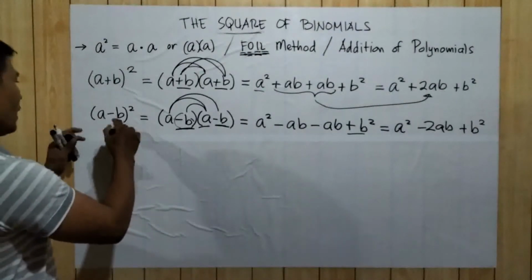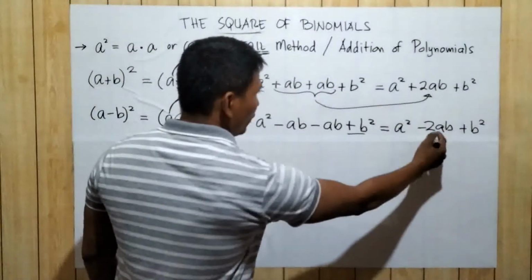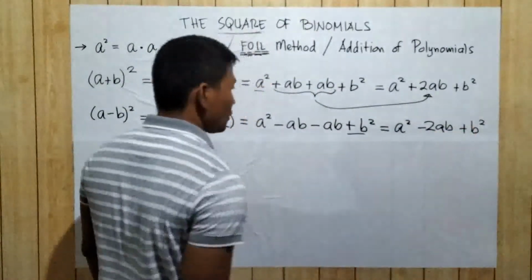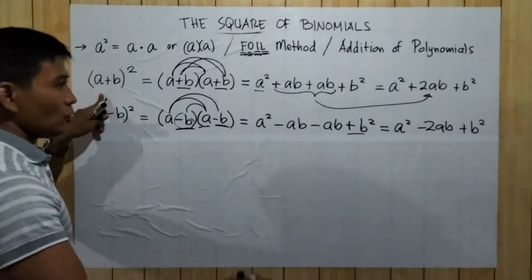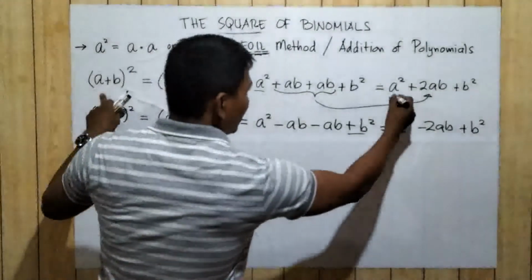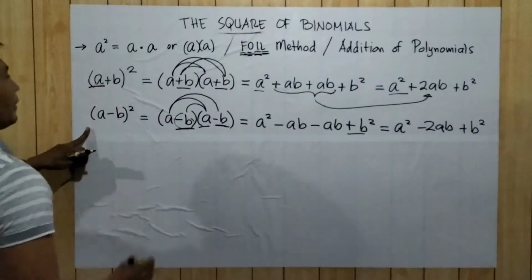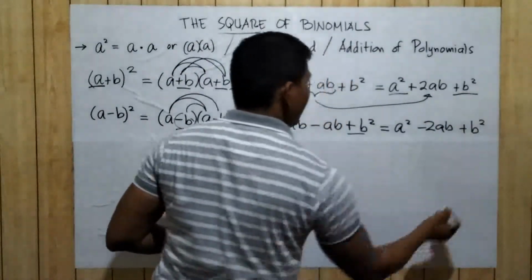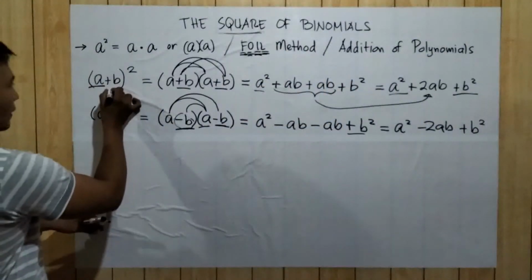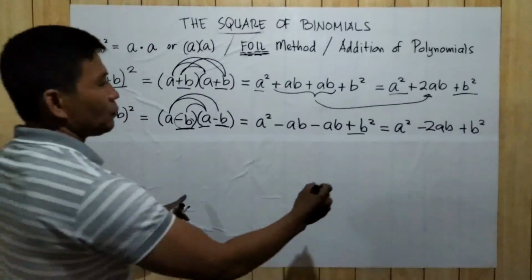Samantalang, sa ating (A minus B) squared, ay meron po tayong A squared minus 2AB plus B squared. So, kung mapapansin po ninyo, mga pair binomial, has 3 terms. Wherein, yung first term is the square of the first term of our binomial. Yung third term is the square of the second term of our binomial. Okay? The same po dito.